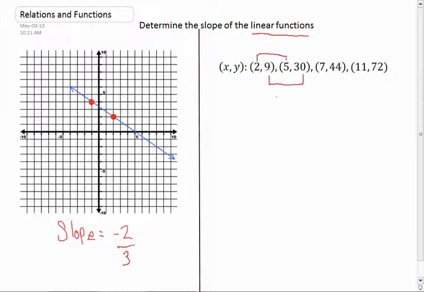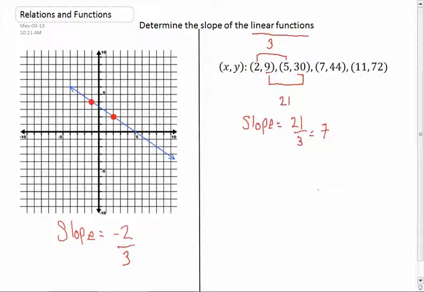Okay, what's the change in my dependent variable? 3. No, that's my independent variable, 21. Okay, remember, your dependent variable is the second guy. It's your y values. Okay, my independent variable, what's the change? 3. So what is the slope? 7. Yeah, it's 21 over 3, which equals 7. What's the common difference? 7. There you go. Beautiful, beautiful.